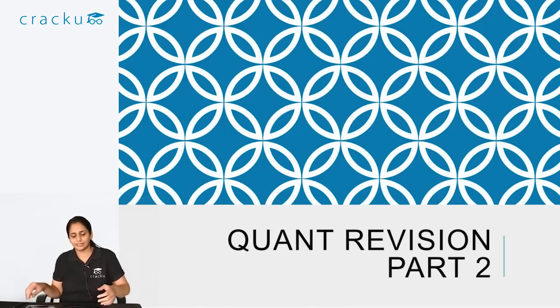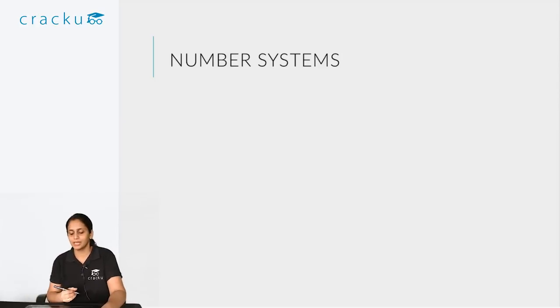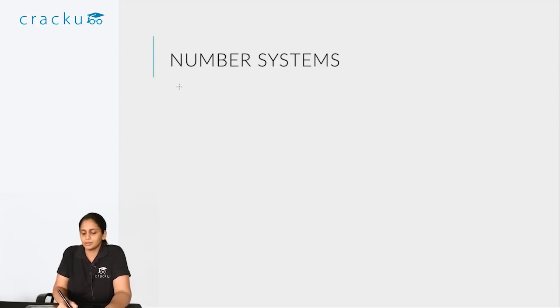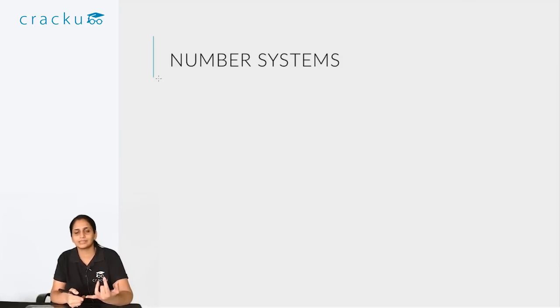So let's get started. We'll start off with the biggest part of this, that is number systems. Let's begin by first reviewing the basics of number systems. The questions that generally come are how many such numbers exist, or what would be the remainder when x is divided by y, or how many numbers can be formed such that they are divisible by x, or something like that. Let's first define what a divisor is, what a quotient is, what a remainder is, etc.